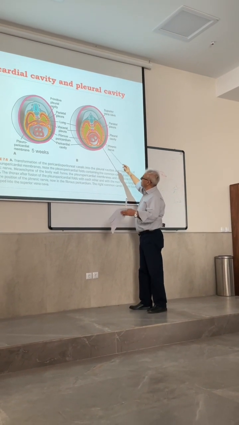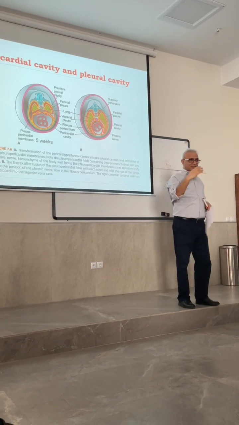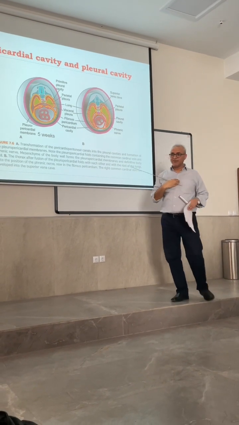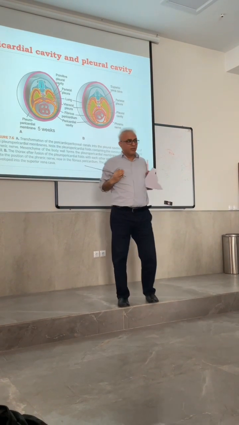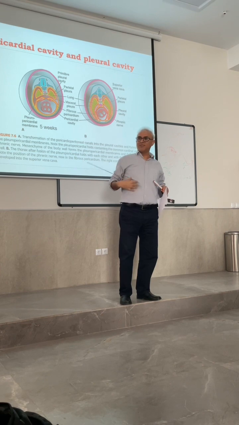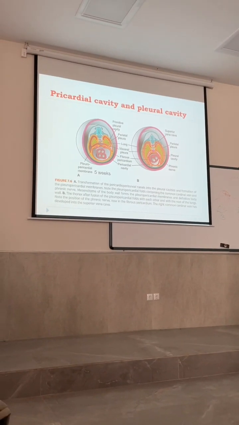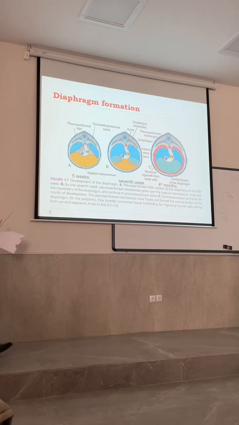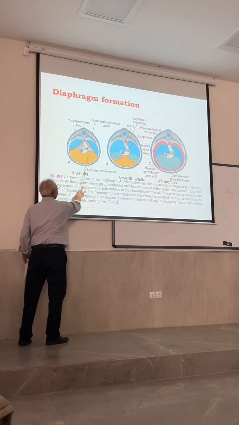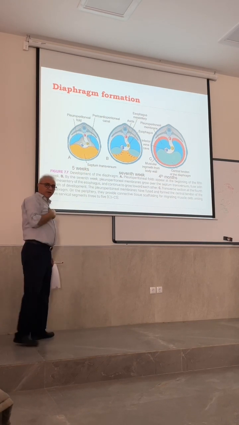So the tracts divide the three cavities, with the mediastinum in the middle. We have the heart, and in the pleural cavity we have a lung, but there is a canal between them. Okay, how do we close it? Here is the septum transversum. Here is the pericardioperitoneal canal.